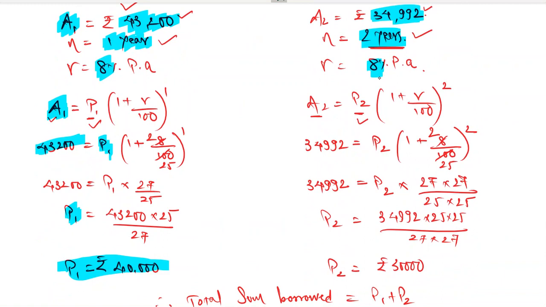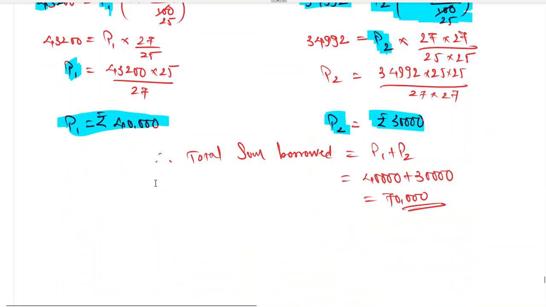And what was that remaining amount? So we took the amount as 34,992, principal as P2, rate as 8% and time as 2 years. Because he is borrowing some amount and using a part of the amount for 1 year and a part of the amount for 2 years. So this is the principal which we are finding that is being used for 2 years. When we simplified it, we got this principal as rupees 30,000.